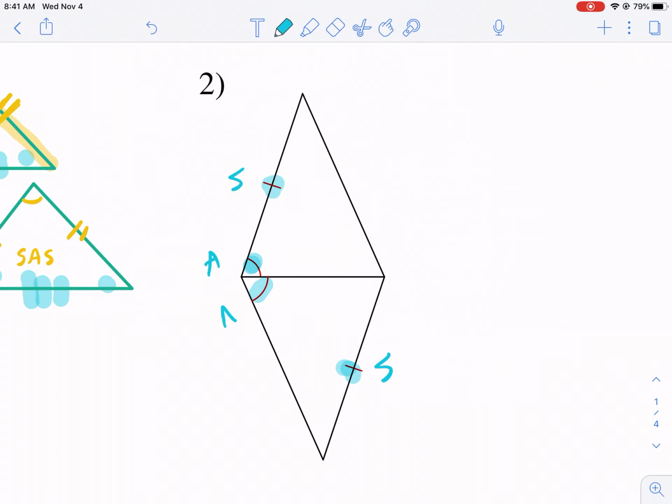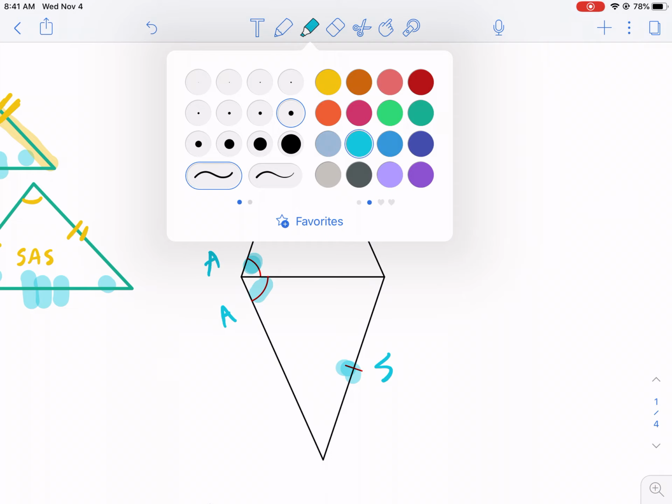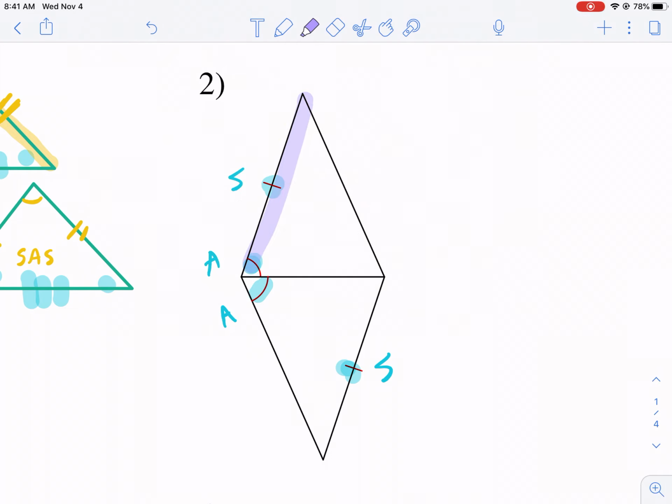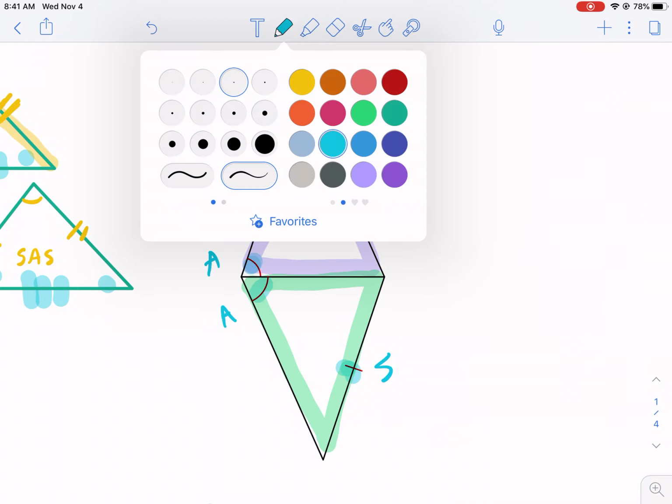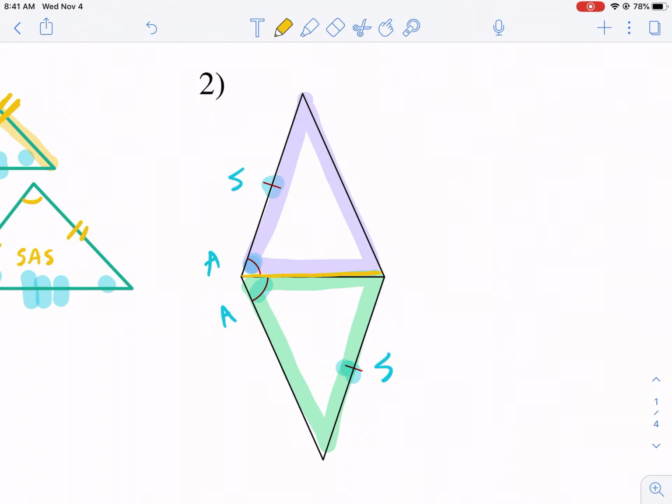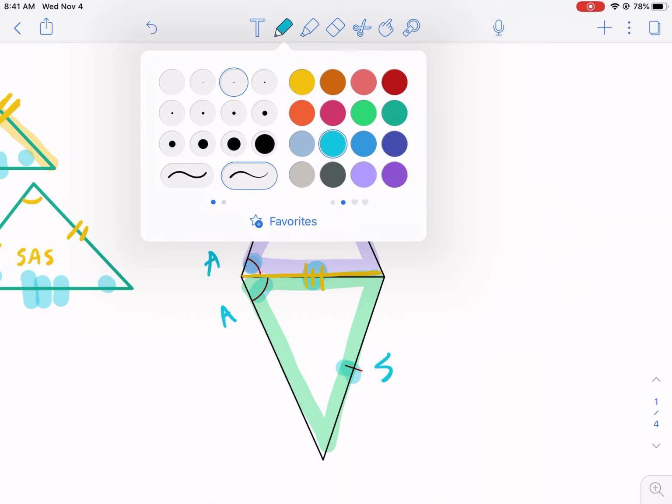Oh, I forgot to do something. What did I forget to do? I forgot to make my triangle purple and green. Okay, always separate your triangles. Okay, so I have an angle and angle, and then the last thing, this is the hidden one. They both share this side, so this is going to be its own side, reflexive property. So I have one last S.